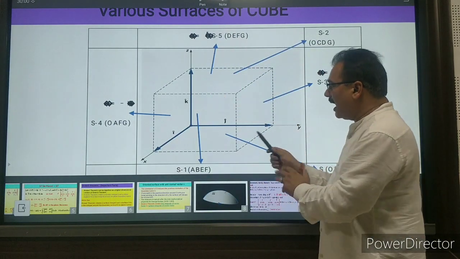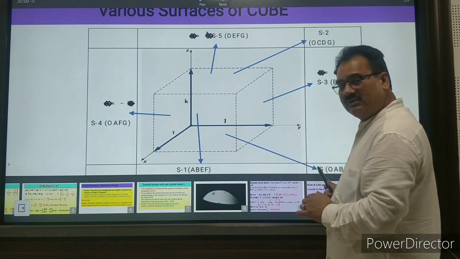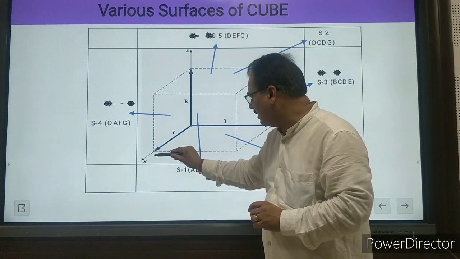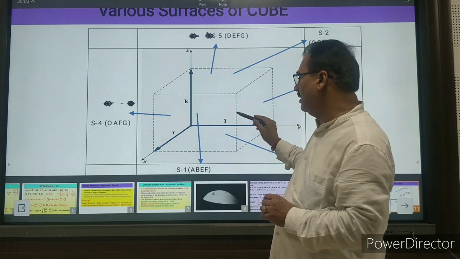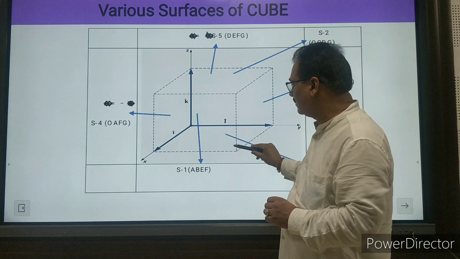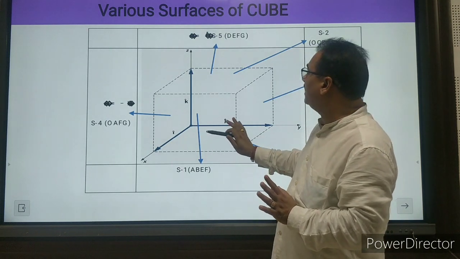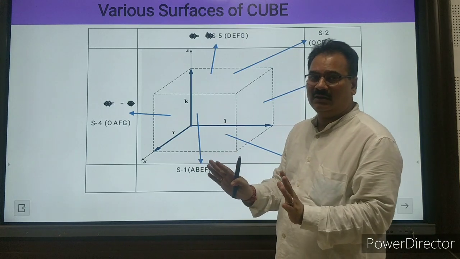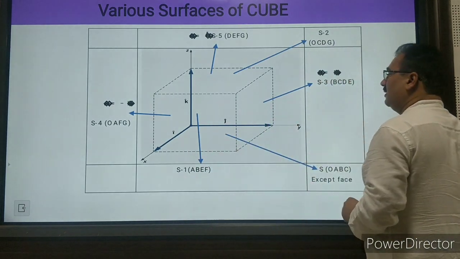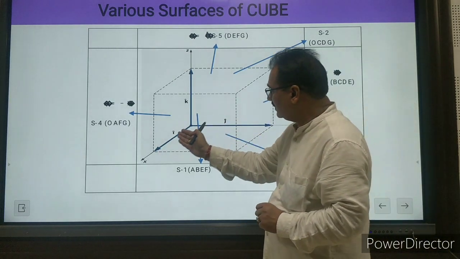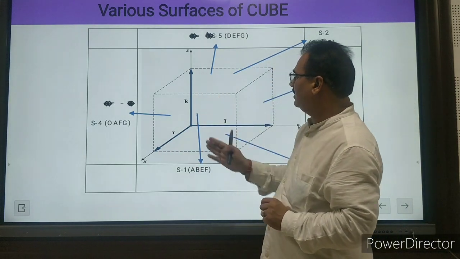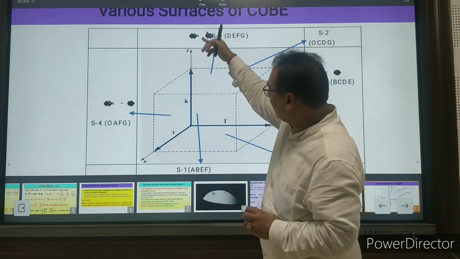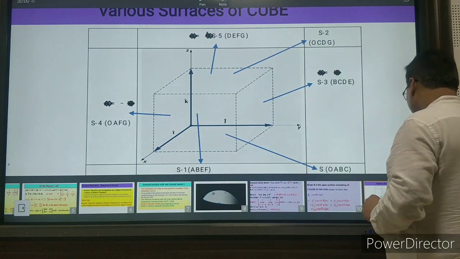And I have kept this as O, A, B, C. This is O, this is A, this is B, and this is C. This is the base surface. The base surface we will calculate separately, so except this, these all are the surfaces. And this is i, this is j, this is k. i is along the x-axis, j along the y-axis, and k along the z-axis.